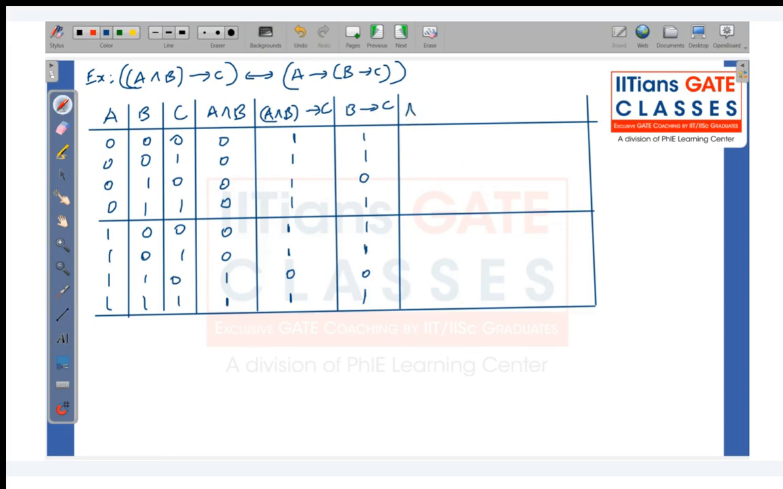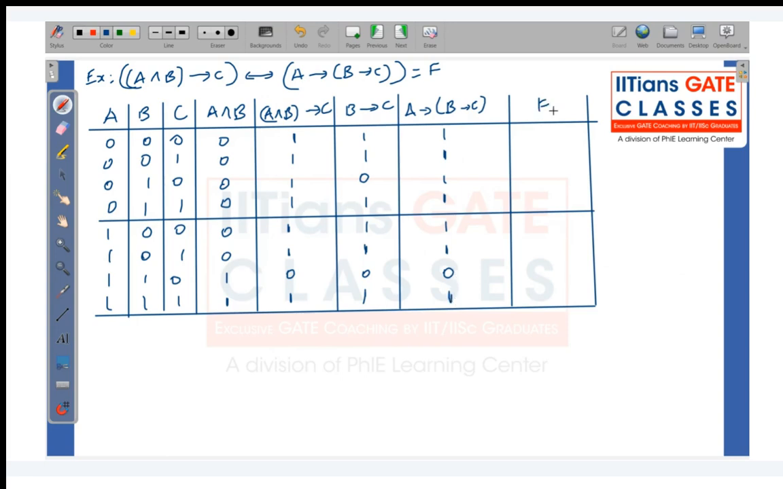Then I'll go for A implies B implies C. Last column, I'll take this entire thing as F and I'll evaluate. Fine, so A implies B implies C. A is 0 here, so I can blindly put all 4 values as 1. Then over here I need to check. 1 implies 1, true implies true. Second is also true implies true. Third is true implies false, this is 0. Last one is true implies true. So this is 1 again.